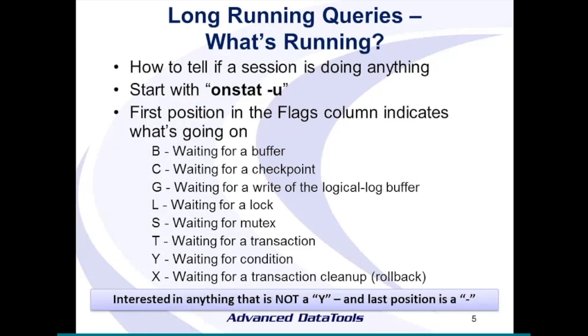Okay, jumping right in, how do you tell on a system what's running? So all of the Informix sessions that are out there, how do you see what's doing anything? You're probably familiar with the onstat -u command, which just lists all those sessions. In that output, there's a flags column, and the first position of those flags can tell you what the session is doing. Often you'll see a Y. The Y just means that the session is waiting on something.